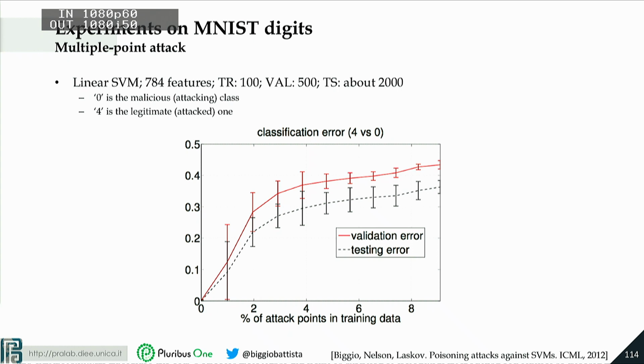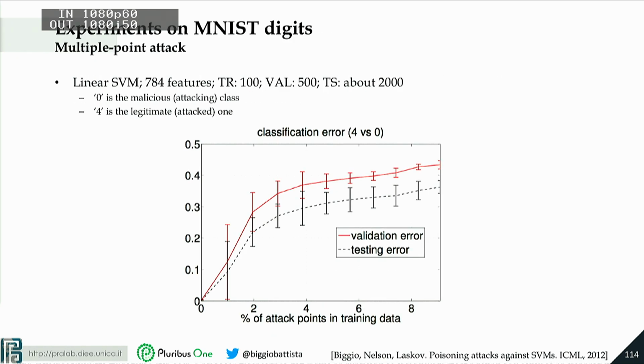And of course, you can iterate over multiple points. If you add one point, then optimize another one in a greedy way, you can further increase the error. And here we go up to 35%, almost 40%, with less than 10% of poisoning points.